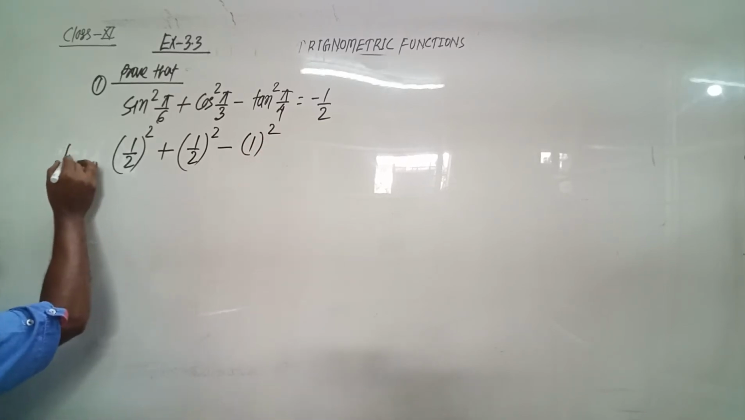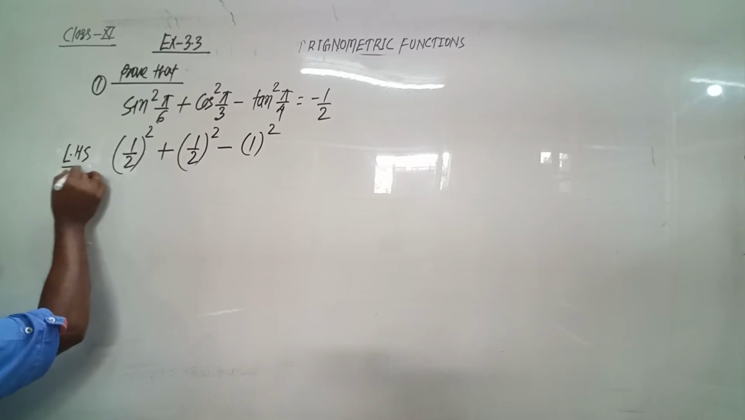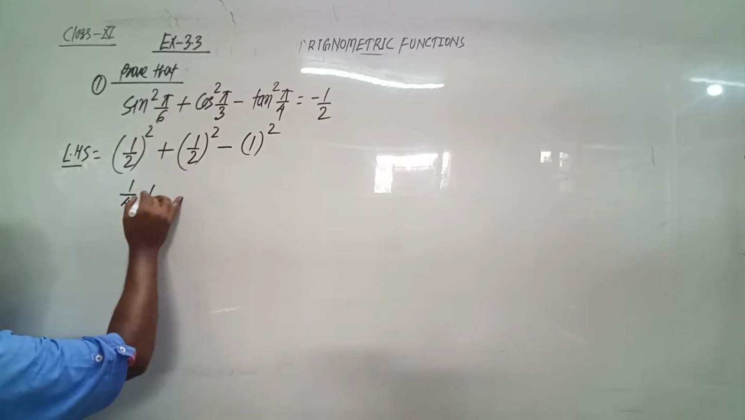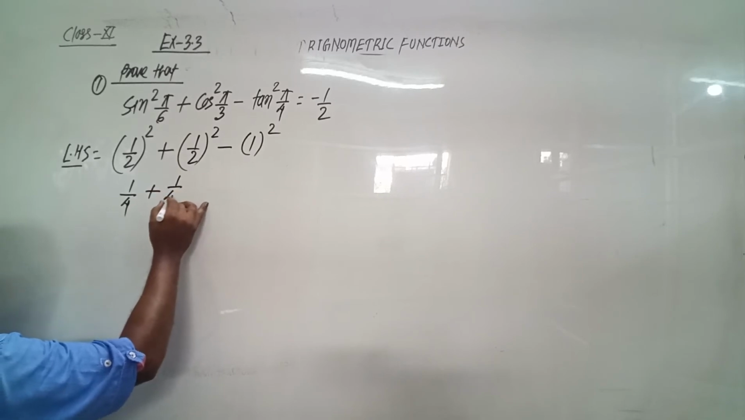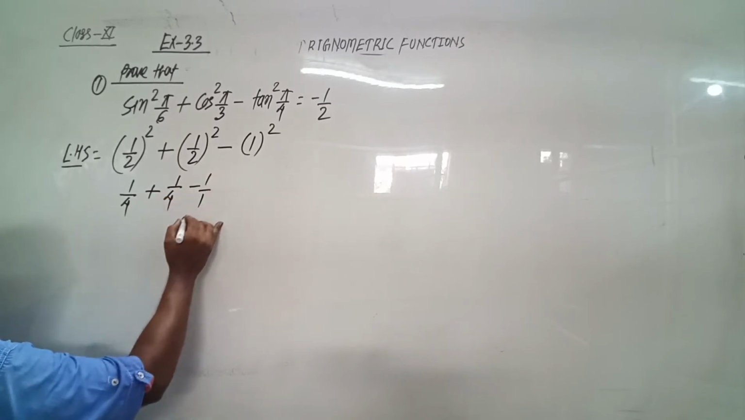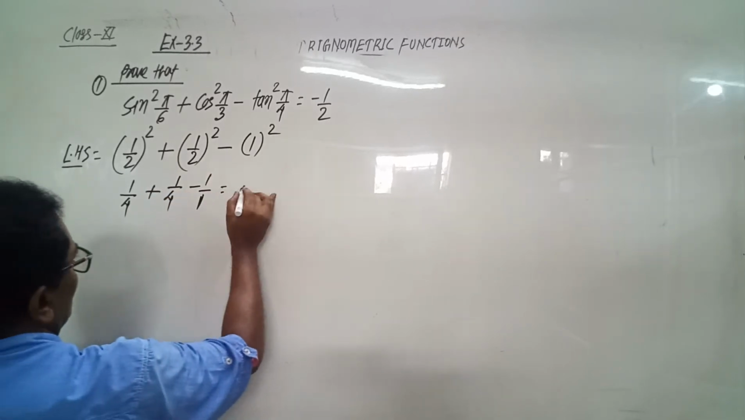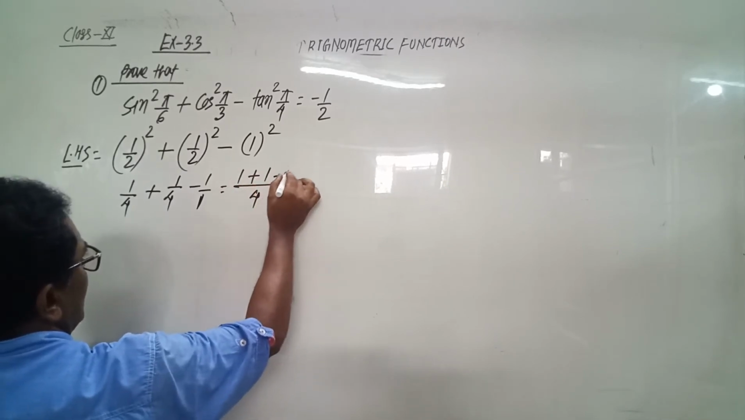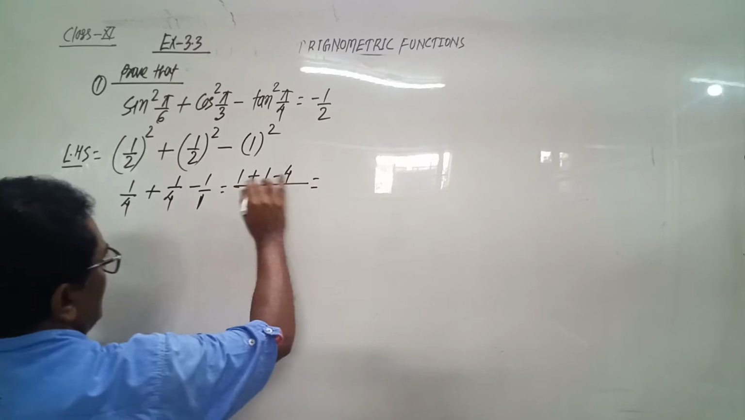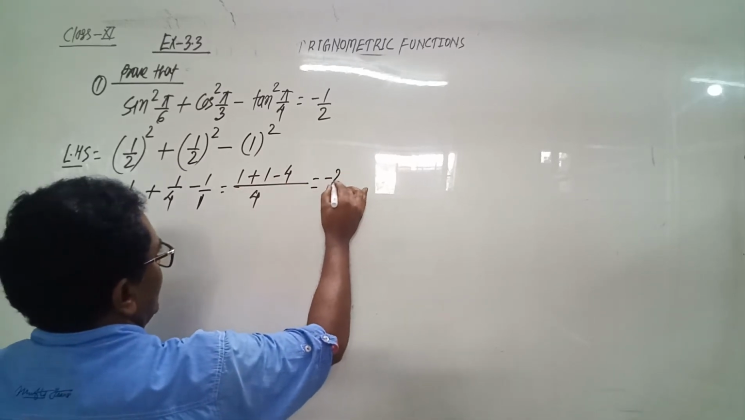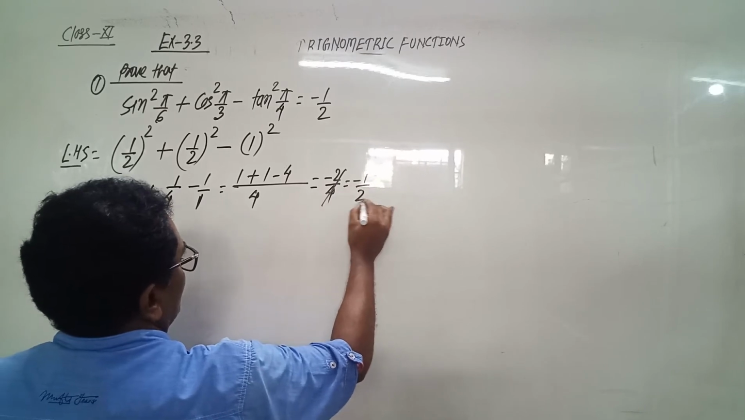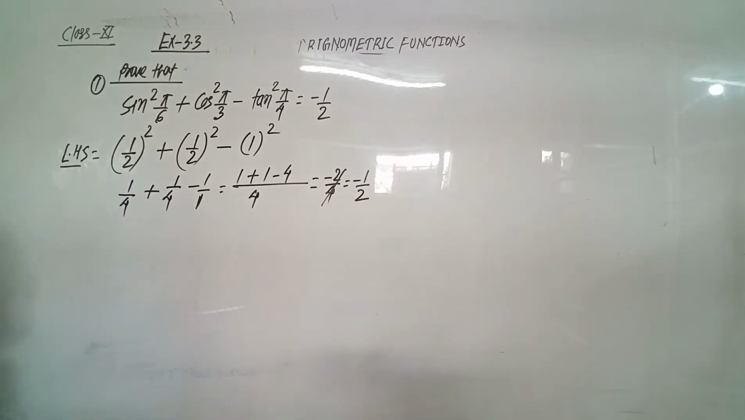We are solving LHS. 1 by 2 the whole square is 1 by 4, plus 1 by 4, minus 1. Taking LCM 4, we get 1 plus 1 minus 4. So 1 plus 1 is 2, minus 4, minus 2 by 4, which gives minus 1 by 2. So LHS equals RHS.